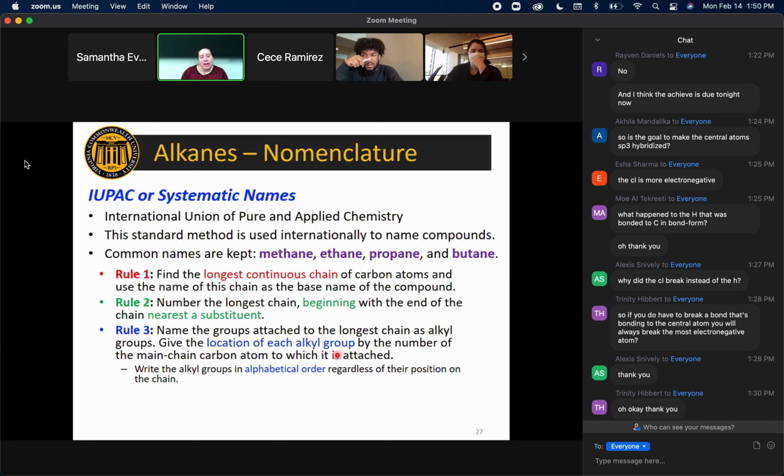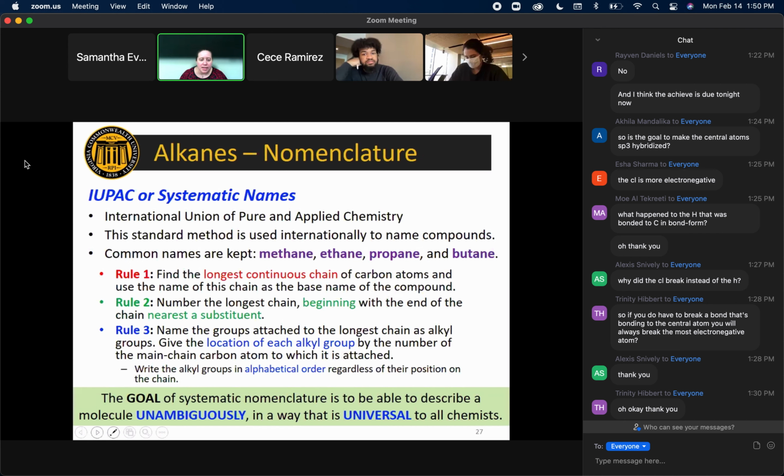After we find that longest chain and decide which direction the numbering should go, then we'll look at all of the different things attached to that chain. We'll give them all names, we'll give them all numbers, and we'll put all of that together into the full name for the molecule. And again, we'll get into all of these details on Wednesday. But just know for today, what I want you to take home from this is that IUPAC names are systematic names, a way that chemists universally around the world use to unambiguously describe a molecule.